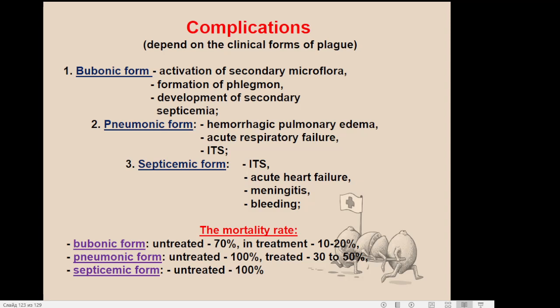Treated bubonic plague: if treated, mortality is not more than 20%. Pneumonic plague, half and half. Minimally 50% of people who are treated with antibiotics may survive in case of pneumonic plague. Septic form, prognosis very bad, usually untreated, and the patient has small chances of surviving, usually around 10%, if therapy starts on the first day of disease.